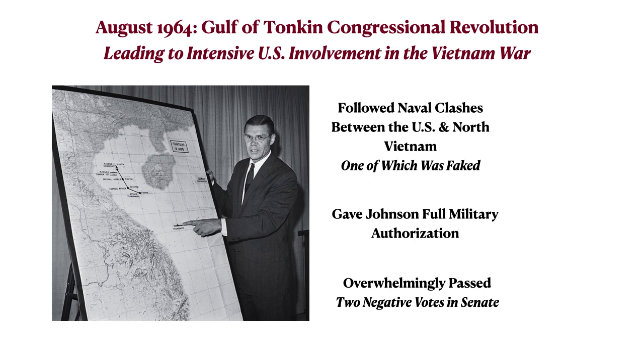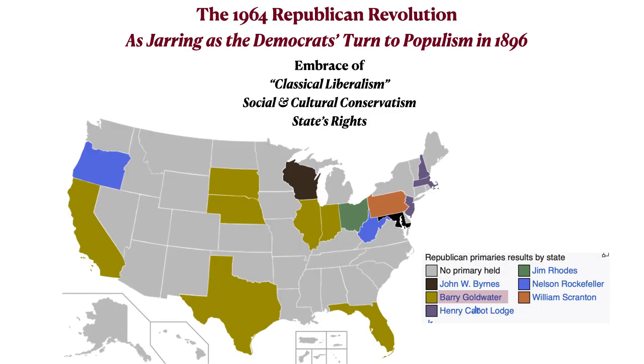It didn't actually happen. So here we do have a Republican revolution in a way which is as jarring as the Democrats turned to populism. And what I mean by this is the triumph of Barry Goldwater in the 1964 Republican convention. So, of course, this begins with primary elections. There are a few more of them now, but you could see in that gold color, fittingly, Goldwater does very well in the West. Parts of the Midwest, does not win any of the elections in the Northeast.